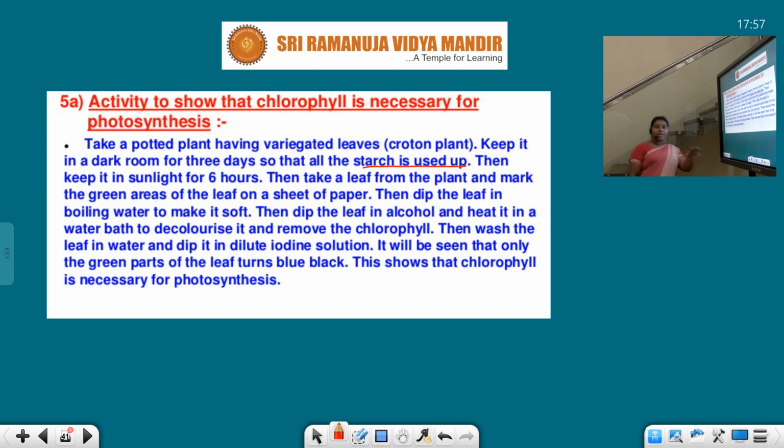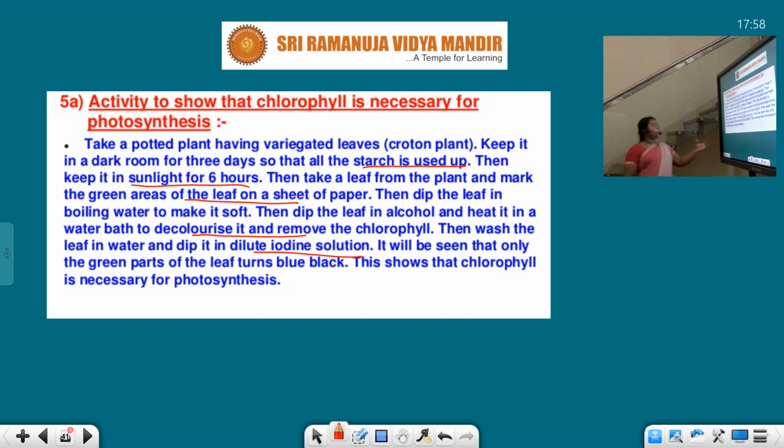Why are you keeping it in the dark room? So that it becomes free of starch. Then keep it in the sunlight for 6 hours. Then take a leaf from the plant and mark the green areas of the leaf on a sheet of paper. Then dip the leaf in boiling water to make it soft. Then dip the leaf in alcohol and heat it in a water bath to decolorize. It removes the chlorophyll. Then wash the leaf in water and dip it in dilute iodine solution.